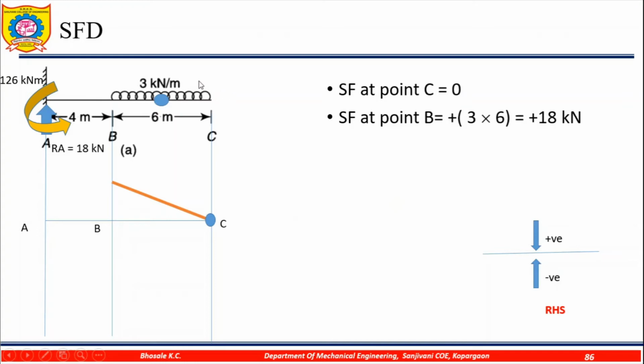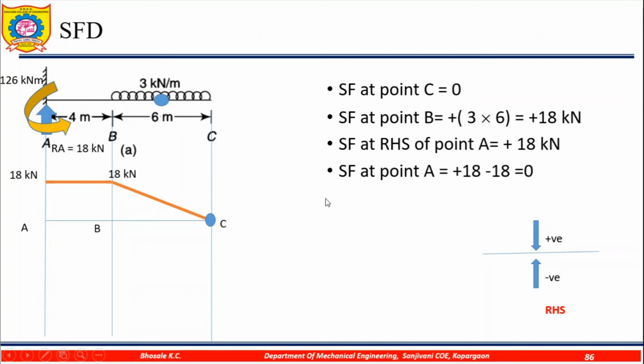Because there is a UDL between points B and C, we show it by an inclined line. Next, at the right hand side of point A, there is nothing between points A and B, so we keep the previous value and the SF is shown by a horizontal line. Previously between B and C there is a UDL, so we started from 0 to 18 with an inclined line. The SF at point A is 0, so the final answer should be 0. It gives a cross check for our calculations.